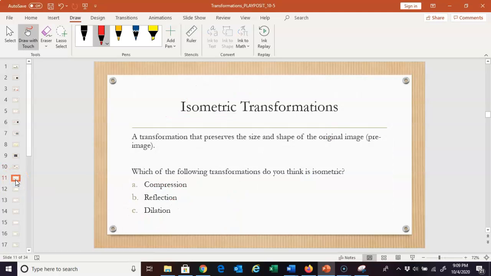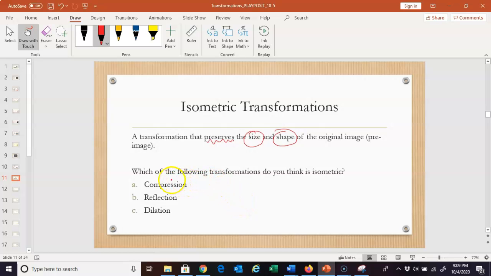So we have some special transformations. They're called isometric transformations. They're very special. It's a transformation that preserves the size and the shape. So it's not going to get bigger or smaller. It's going to stay the same size, and it's going to stay the same shape. It's not going to shrink and turn into something else. So which of the following transformations do you think is isometric? Which one of these will never change the size and never change the shape?